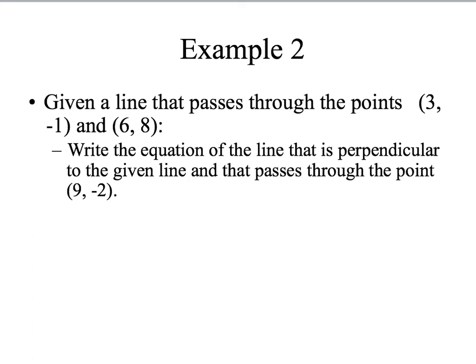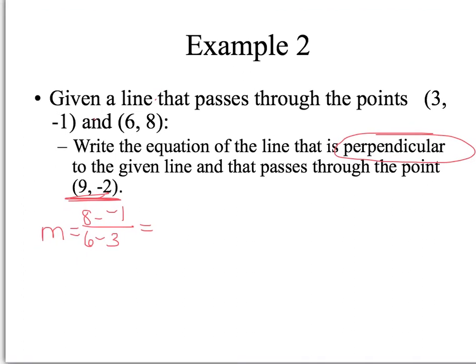So now we have 2 points. Given the line that passes through those 2 points, we want to write the equation of the line that is perpendicular to my given line and that passes through this point. So first, I need the slope of the given line. So 8 minus negative 1 over 6 minus 3. So 8 minus negative 1 is 9. 6 minus 3 is 3. 9 over 3.